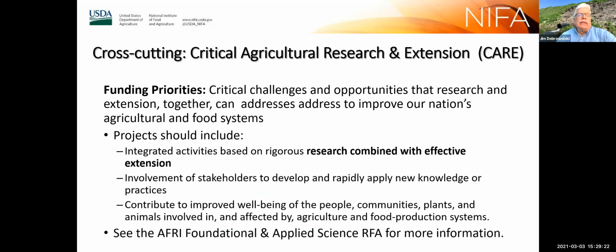Next slide, please. So the funding priorities for CARE are really looking at critical challenges and opportunities that research and extension together can address to improve our nation's agricultural and food systems. Those projects should include integrated activities based on rigorous research combined with effective extension. The involvement of stakeholders to develop and rapidly apply new knowledge or practices. So we're looking for some areas where we might potentially have some co-production involved.